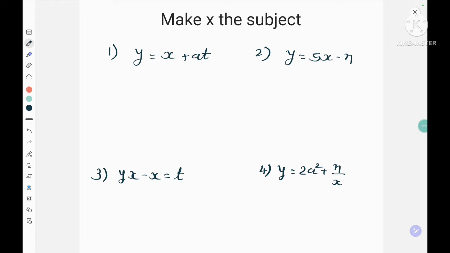Let's see some examples. Make x the subject. Okay, so here I wrote four examples. Let's see how we can solve them. So first example: y equals x plus 80. We want to make x the subject, which means we have to isolate x.